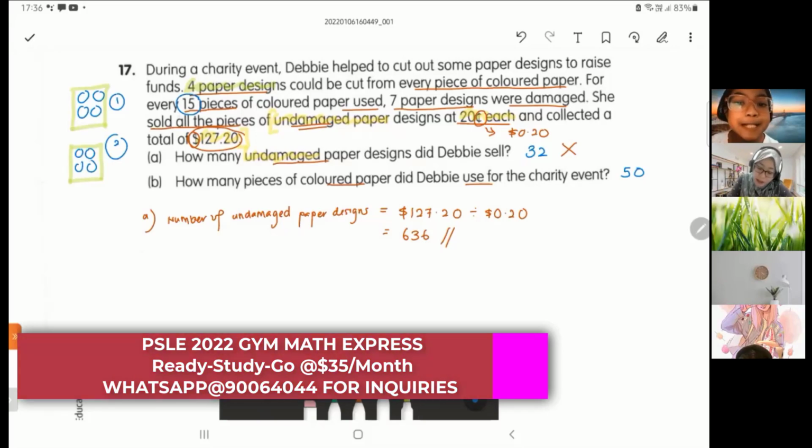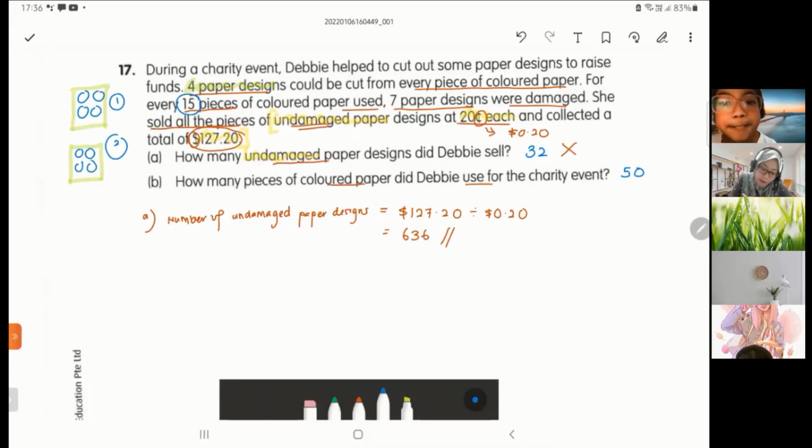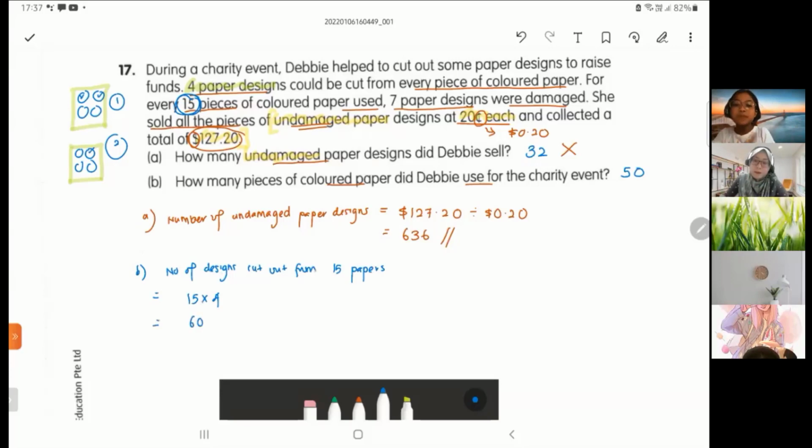So for every 15 pieces, 7 paper designs were damaged. Means some of these will be damaged. I do not know how many, but they say 7 of them will be damaged. Now what can we do with that? So we can find the number of designs cut out from 15 papers, because I know that I use 15 papers, right? So the number of designs cut out from 15 papers will be 15 times 4, and this will be 60, right?